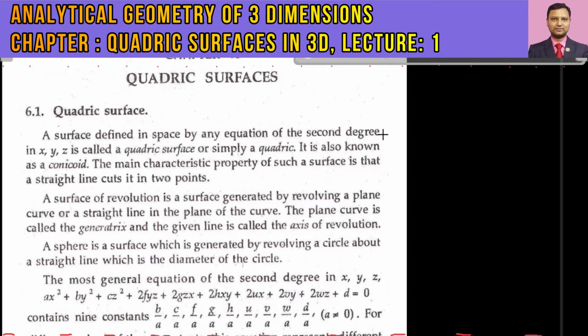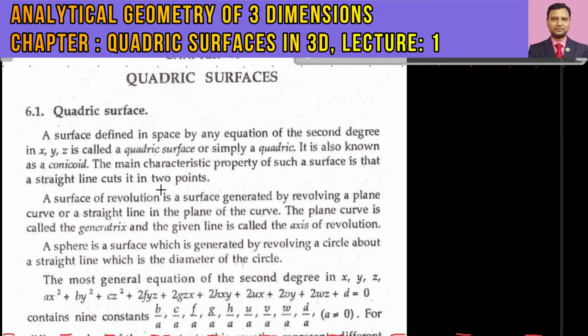Everybody, today we are going to discuss the chapter Quadric Surfaces in three-dimensional analytical geometry. What are these quadric surfaces? These surfaces are generated by or explained by algebraic equations of second degree in three variables, say x, y, and z. Surfaces represented by the general equation of second degree in three variables x, y, and z are called quadric surfaces.